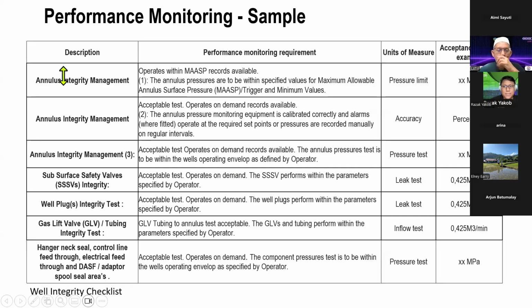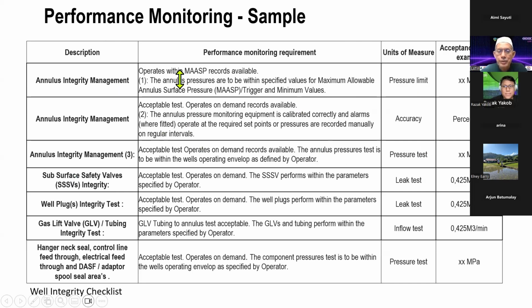Okay, the next one is annulus integrity management. So we have to understand the limit. I think I will show you before this closing down, how actually we managed to identify the limit of the annulus pressure, so that we are not going to go beyond that. Otherwise, we may cause some failure of the casing, bursting the casing, and so on. So acceptance test is also there, and then of course you have a few items here.